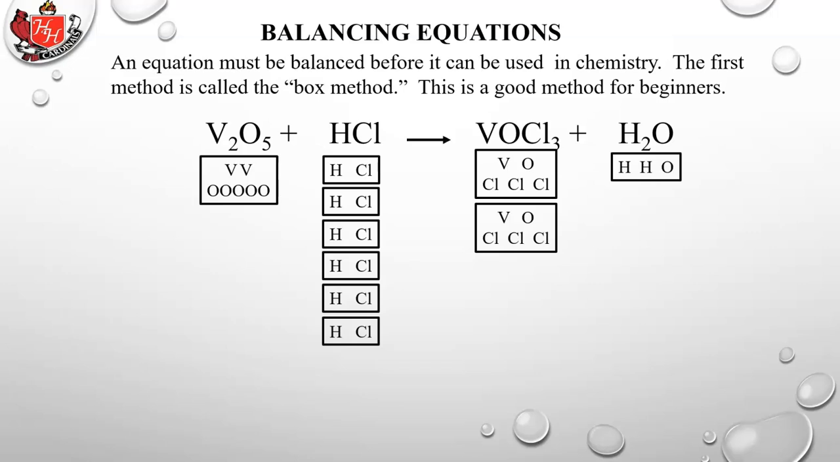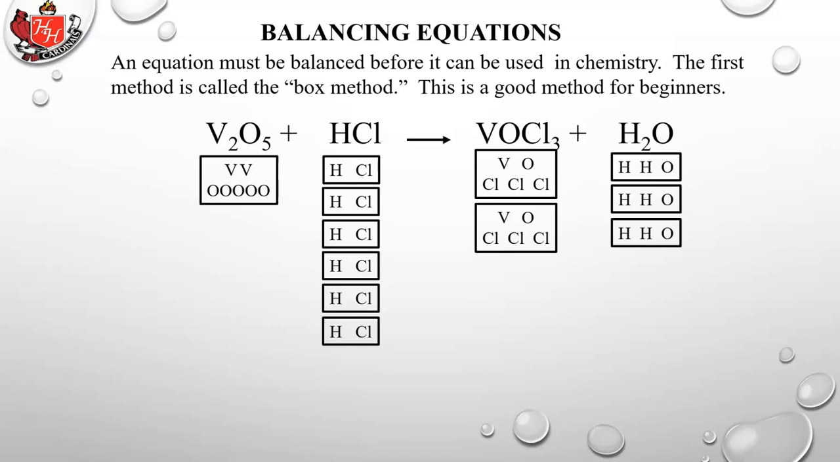Now the hydrogens, we need to balance those. So you'll see that we have 6 hydrogens on the left side of the arrow and 2 over on the right side in the water molecule. So we need to add 2 more water molecules. So there we do that. So now we have 6 hydrogens on the left and 6 hydrogens on the right.